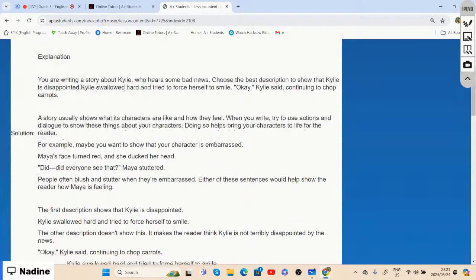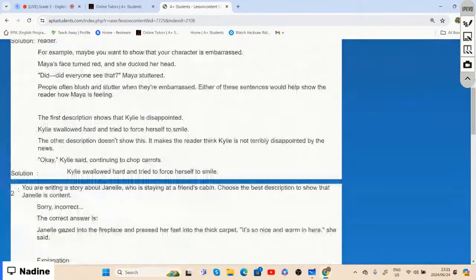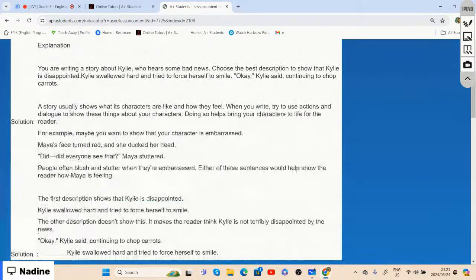All right, so we said that when we write a story, or within a story, it usually shows its characters, what the characters are like, and how the characters are feeling.